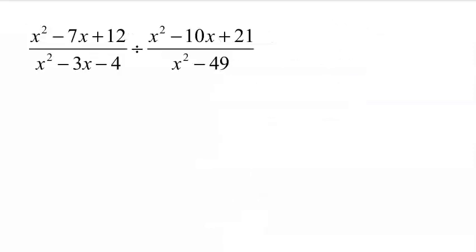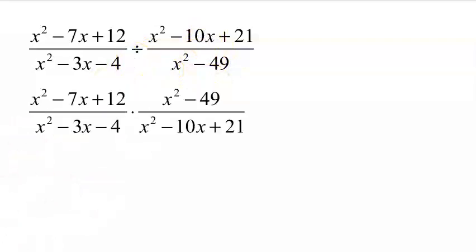So I've got one more case to look at, and that's division. Remember, if you're dividing fractions, you multiply by the reciprocal. Change the division to multiplication and flip the fraction that follows the division sign. So we will rewrite this as x squared minus 7x plus 12 over x squared minus 3x minus 4 times, flip it, x squared minus 49 over x squared minus 10x plus 21. At this point, we need to factor everything.